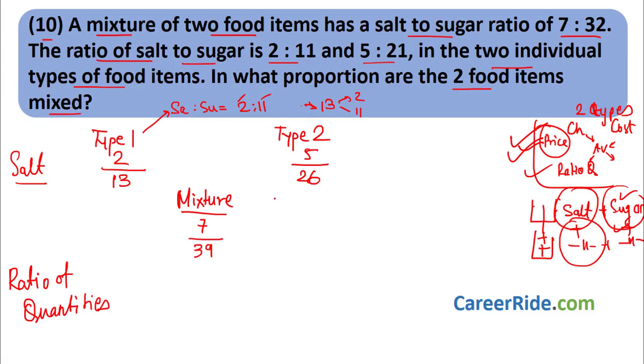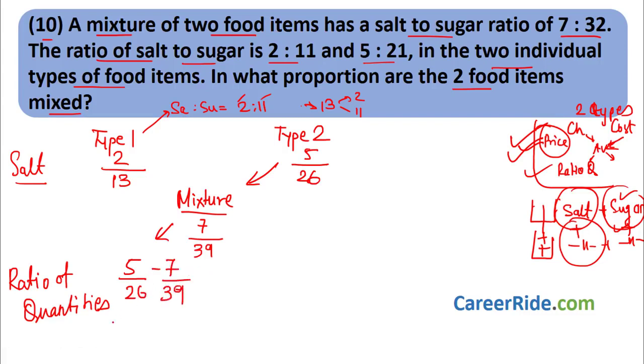How to do it? We have always seen, we look at the right hand side, we take costly minus average, and then we take average minus the cheap one. But here we do not know which is greater, which is less, so subtract in any way, and if you get a minus sign, just neglect it. So let us say we subtract like this: 5 by 26 minus 7 by 39.